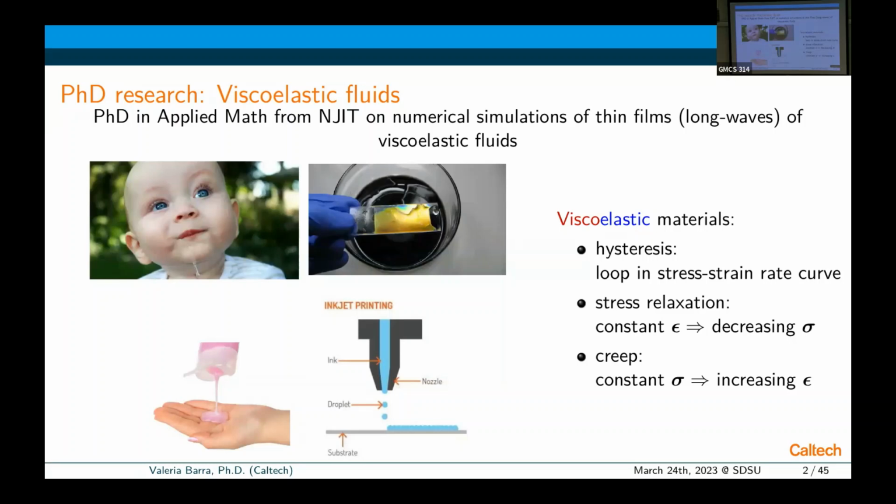So viscoelastic materials behave quite counterintuitively relative to other liquids that we encounter in our everyday life, for instance, water or some viscous fluid like honey. They have three main characteristics in terms of materials. They present hysteresis, that means a loop in the stress strain curve. They also present stress relaxation. That means that for constant strain, so for constant deformation, you have decreasing stress. That's something that you might have experienced if you ever do stretching. So your muscle will be exposed to a constant deformation. After a while, you'll have relaxation. Creep, on the other hand, is constant stress inducing increasing strain.